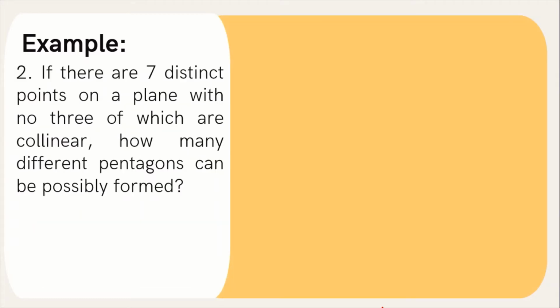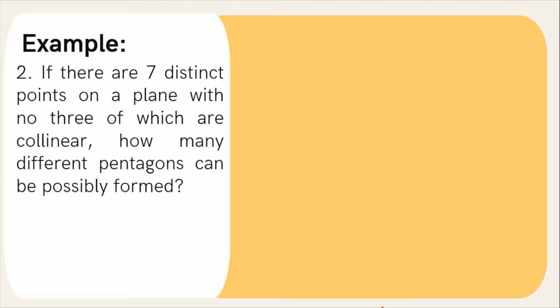Let's have our next example. If there are 7 distinct points on a plane with no 3 of which are collinear, how many different pentagons can be possibly formed? So, in our example, our n or the total number of objects is 7 kasi given na there are 7 distinct points. Now, ano yung r natin?